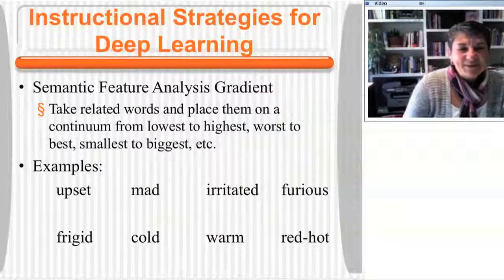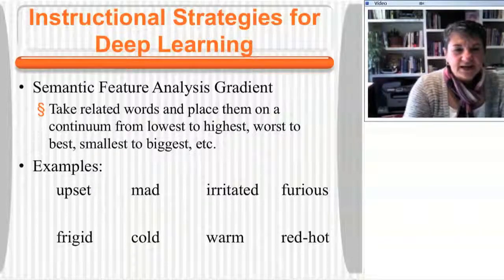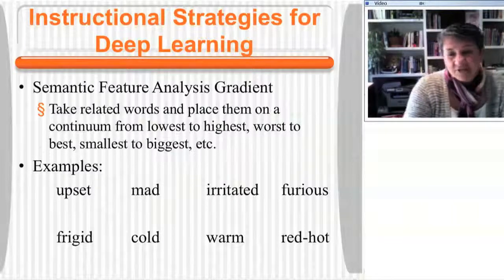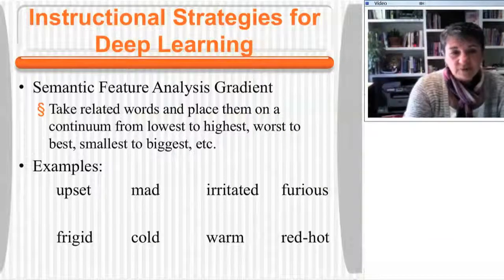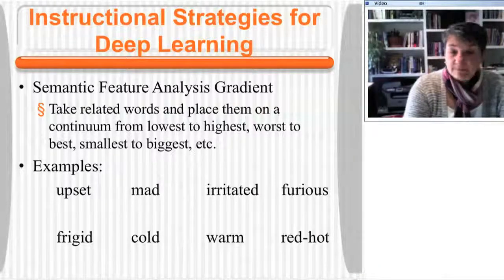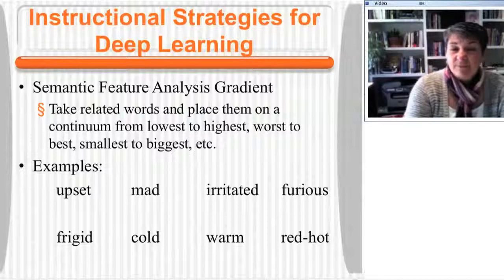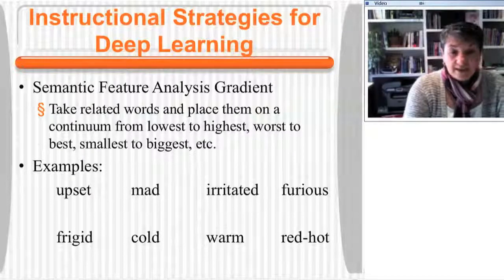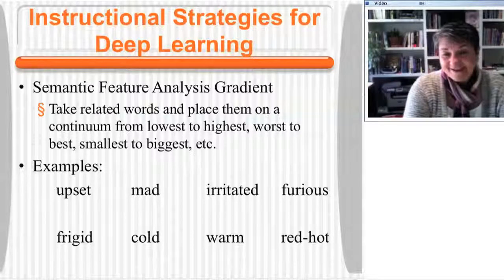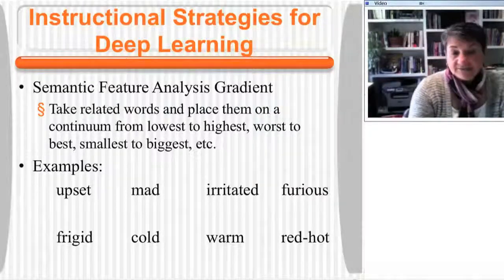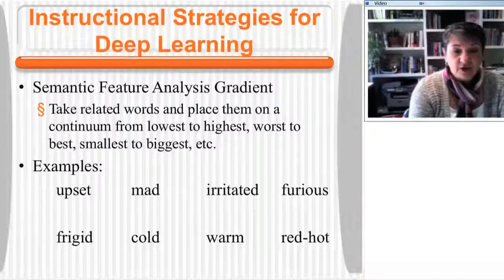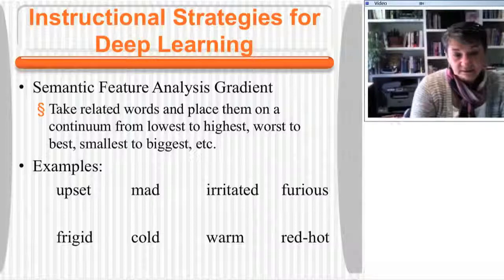Okay, let me move on, and I want to talk about a semantic feature analysis gradient, okay? In this case, you're going to take several words that will relate to one another and place them on a continuum from the low to the high, or the worst to the best, or the smallest to the biggest. So you can see, for example, someone is upset. If you're more upset, you might be mad. If you're more mad than that, you might be really irritated. And then if you're more mad than that, you might be really furious, okay? So you can make little cards and have students put the cards on the continuum from the smallest to the biggest, the easiest to the hardest, the lowest to the highest.